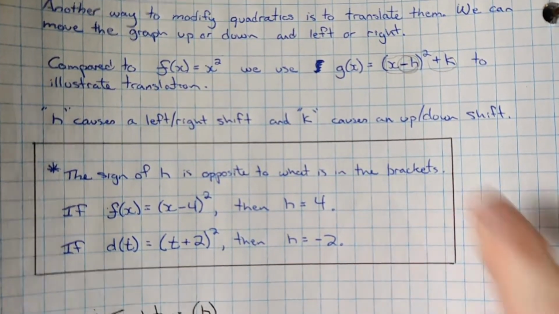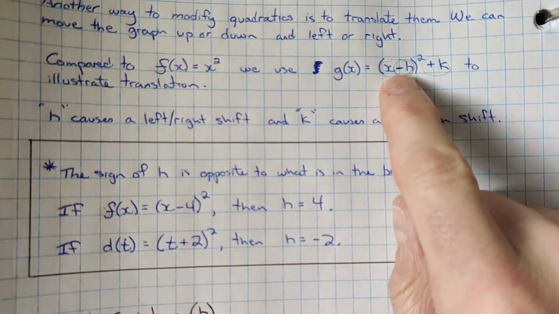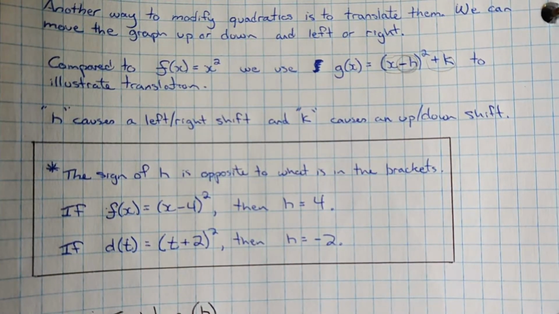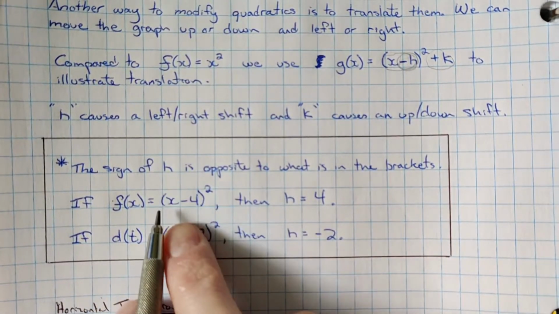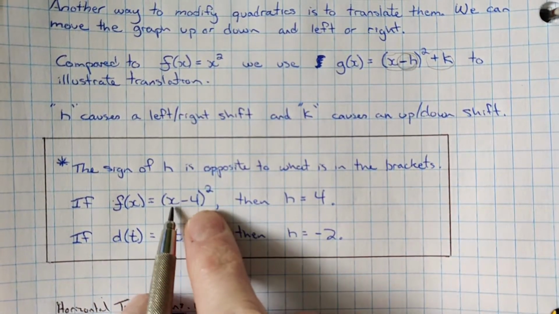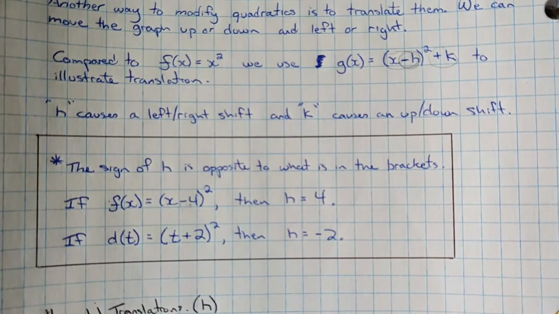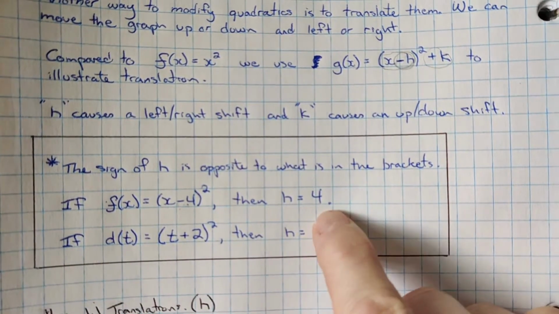Something important to note is that we do use a negative sign in the brackets here. This is a positive one, this is a negative one. Is there a special reason why that's negative? Yes, there is. The negative sign is there because it makes everything opposite. So if we have x minus 4 squared, then when we look at the actual h value itself, h is actually equal to 4.